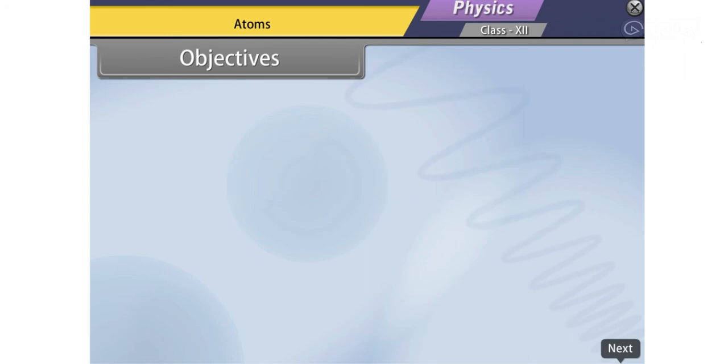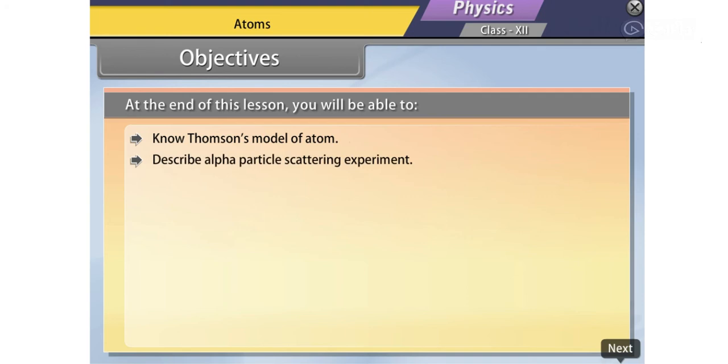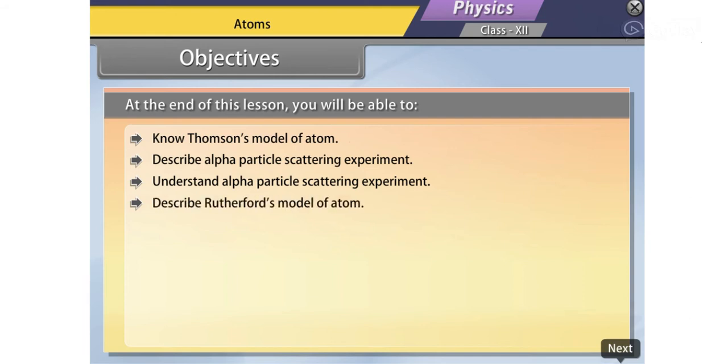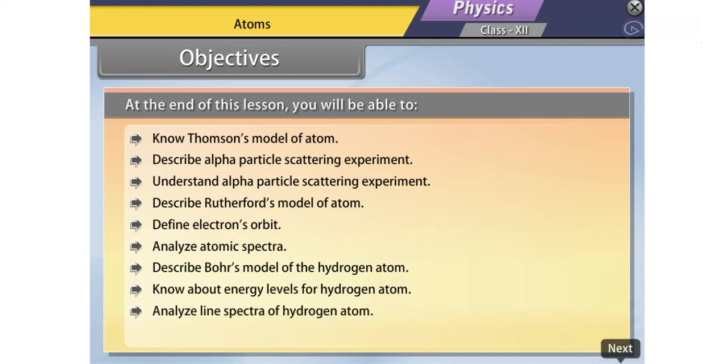Objectives. At the end of this lesson, you'll be able to know Thomson's model of atom, describe the alpha particle scattering experiment, understand the alpha particle scattering experiment, describe Rutherford's model of atom, define electron's orbit, analyze atomic spectra, describe Bohr's model of the hydrogen atom, know about energy levels for the hydrogen atom, analyze line spectra of the hydrogen atom, know about de Broglie's explanation of Bohr's second postulate.